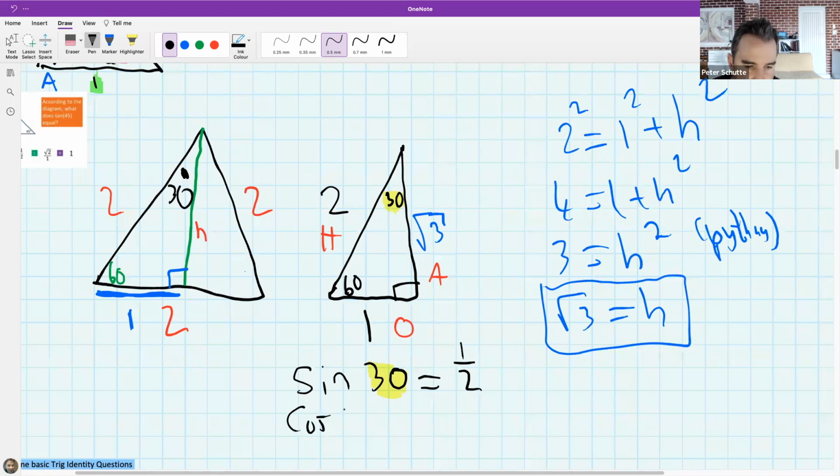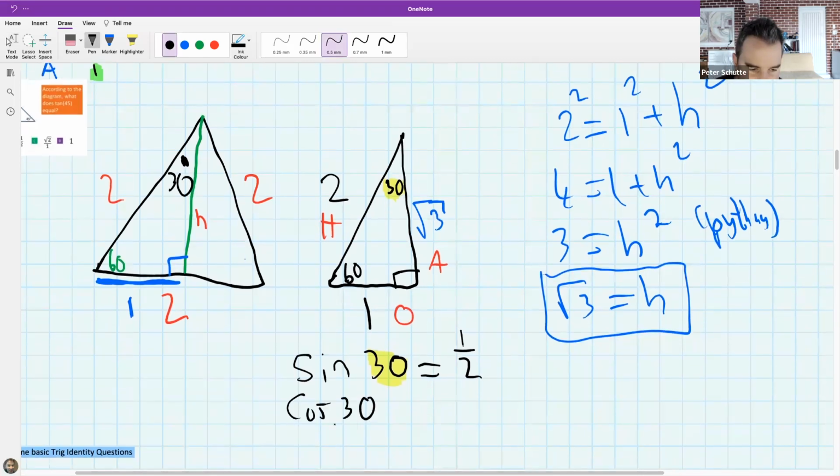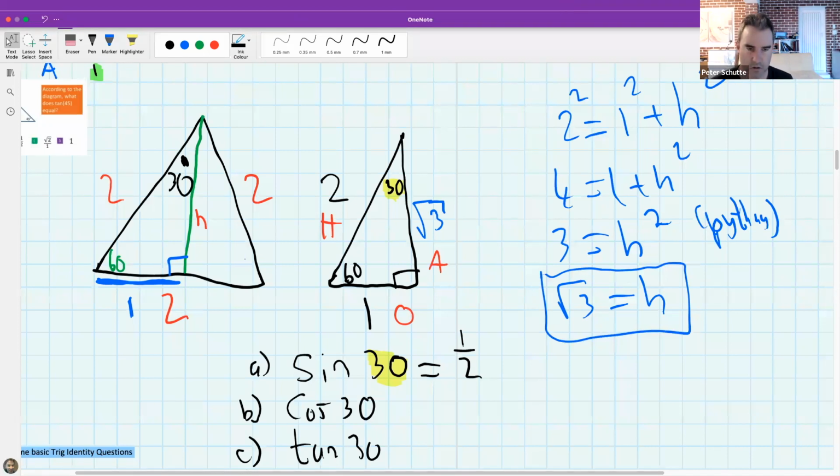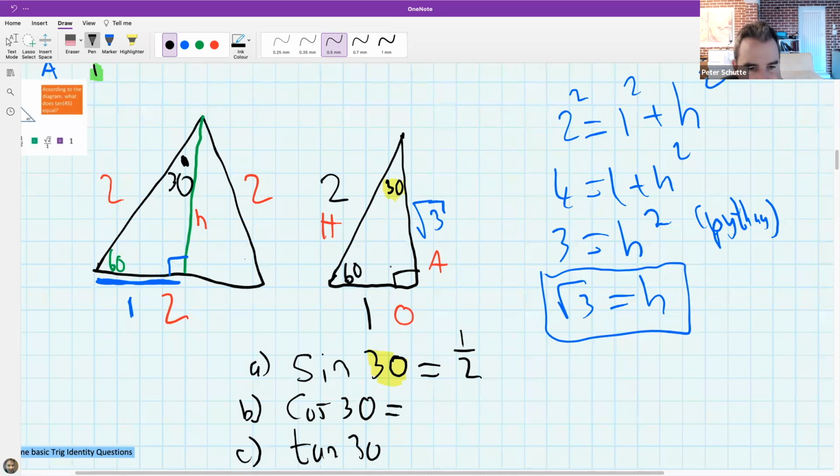Now, I want to know what is the cos of 30 and what is the tan of 30. So I'll give you labels like this, A, B, and C. And again, without your calculator, I want you to evaluate what the cos of 30 is. Let me go turn my lights on in the back. So for the cos of 30, it's going to be A over H, or root 3 over 2.